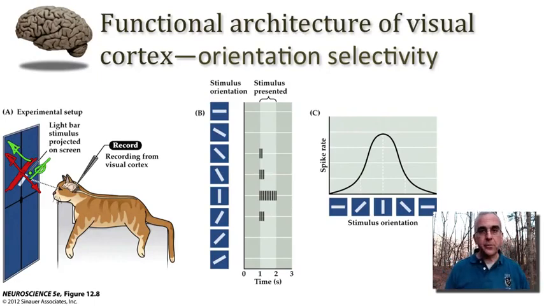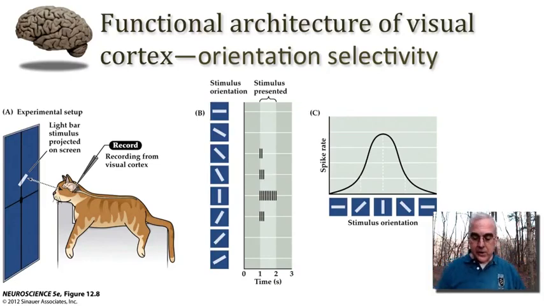So these two properties together are what we refer to when we talk about orientation and direction selectivity. Orientation selectivity refers to the preferred response to a bar of a particular orientation versus another, and direction selectivity refers to the preferential response in a particular direction of motion, but not in the opposite direction.